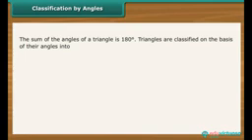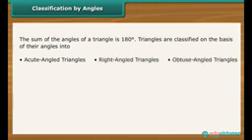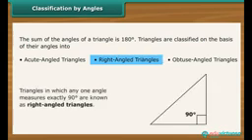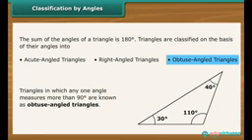Classification by angles. The sum of the angles of a triangle is 180 degrees. Triangles are classified on the basis of their angles into acute-angled triangles, right-angled triangles, and obtuse-angled triangles. Triangles in which all the three angles measure less than 90 degrees are known as acute-angled triangles. Triangles in which any one angle measures exactly 90 degrees are known as right-angled triangles. Triangles in which any one angle measures more than 90 degrees are known as obtuse-angled triangles.